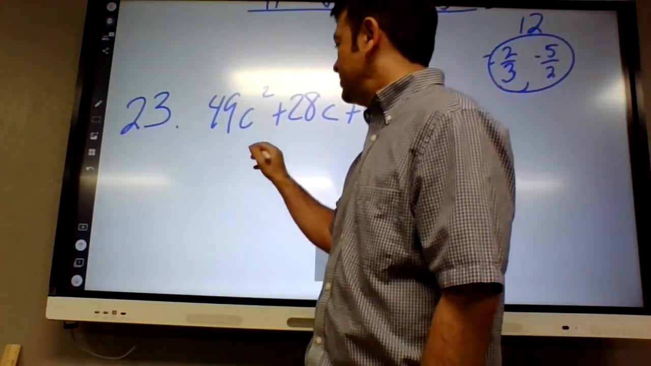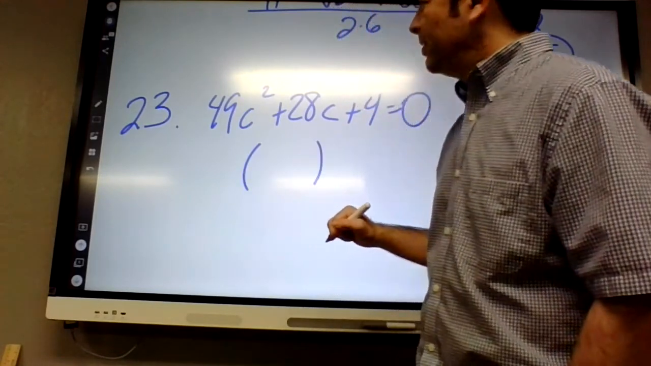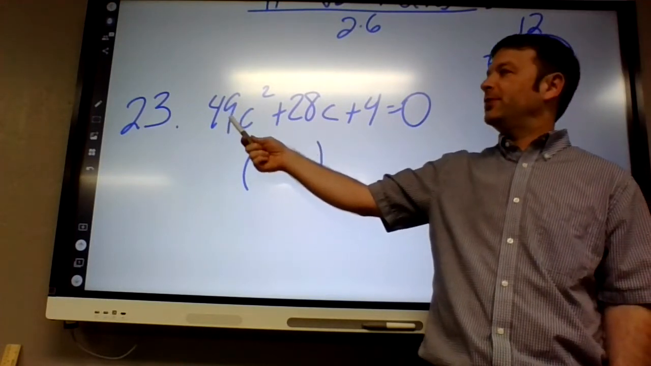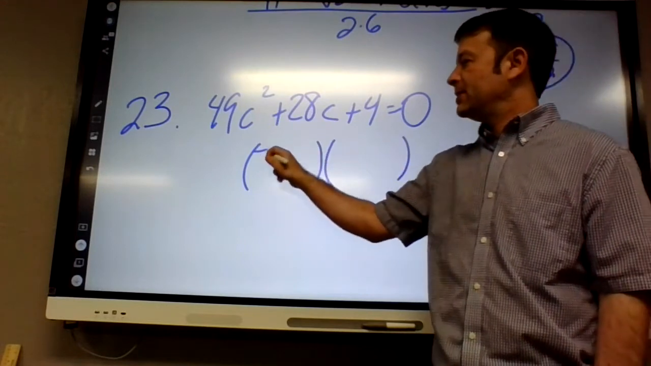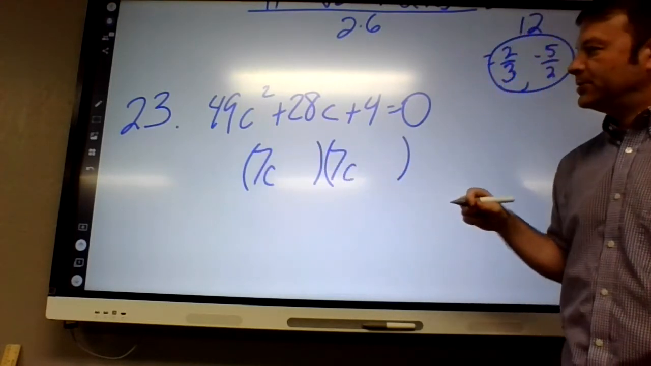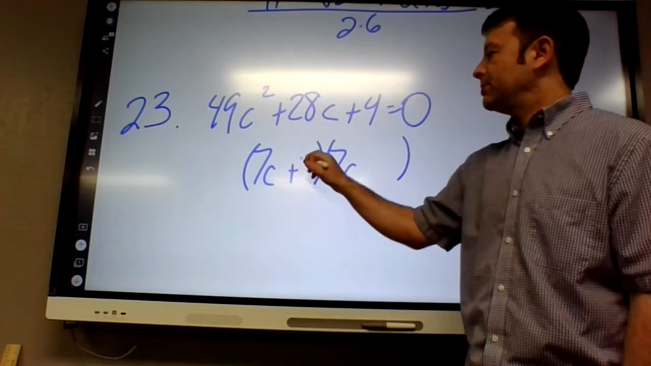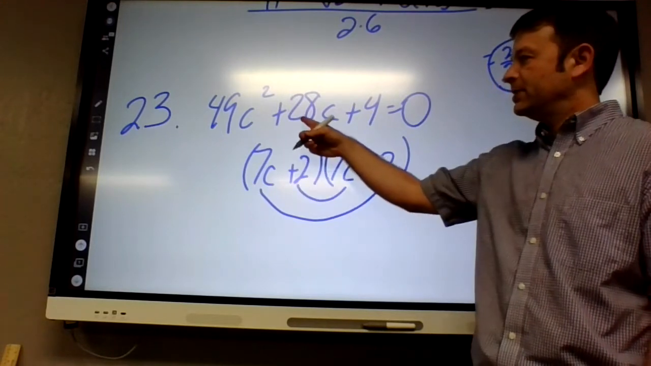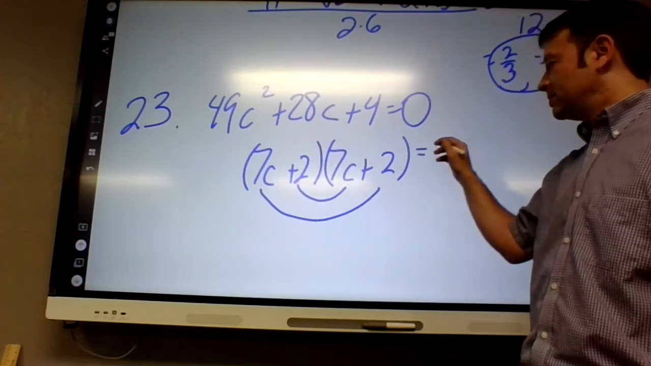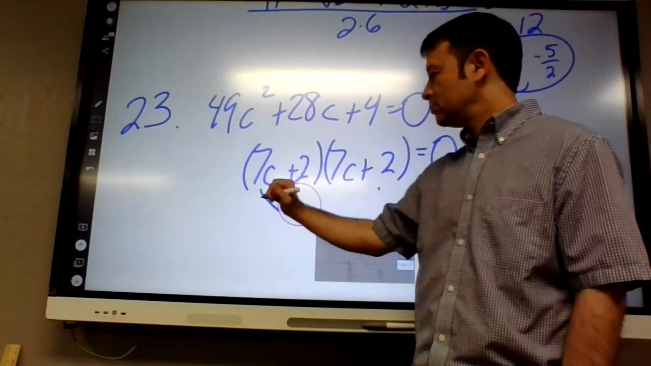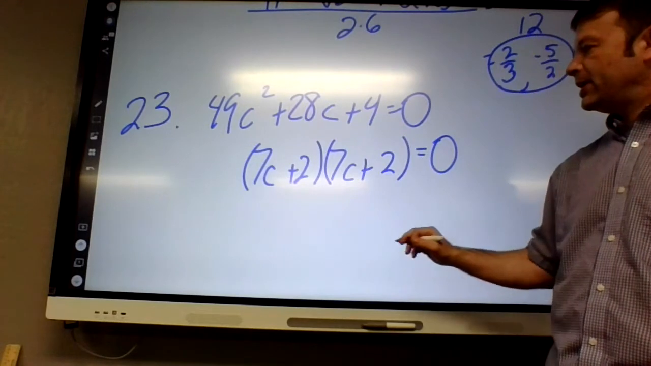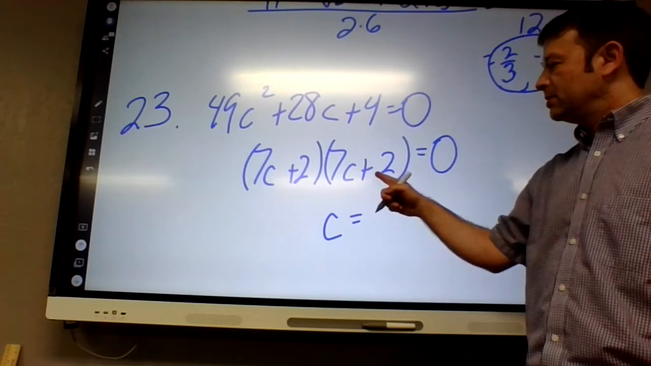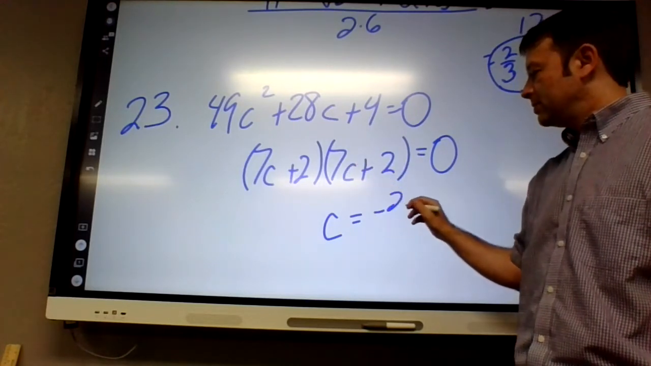Does that factor? No. Well, almost. Actually I can tell it does, because what goes into 49? 7c and 7c. And what goes into 4? 2 and 2. And remember how you do these? Outside is 14, inside is 14. That makes 28. It does factor. I could kind of see this one coming. Do you guys remember how these work? What c values make this 0? Negative 2 over 7, negative 2 sevenths.